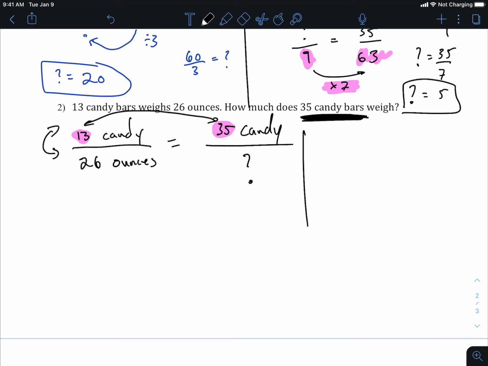Or, I'm not sure. 35 by 13. Why am I picking 35 by 13? Bigger number by a smaller number. Okay, here's what I want to know. Ultimately, I want to go from 26 to the question mark, right? So, what happened in the top? Did I get bigger or smaller in the top? I got bigger, so I better multiply.